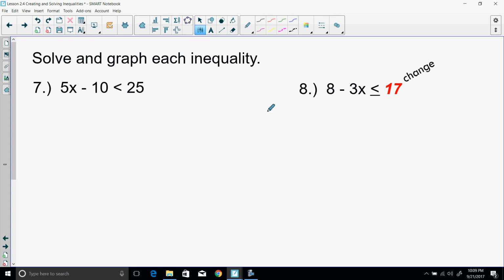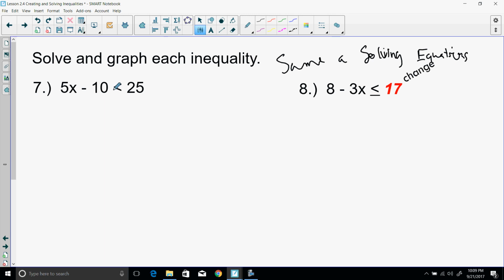Okay, things you need to know about solving an inequality. It is the same as solving equations. It's no different. It's exactly the same. It's the same as solving equations.